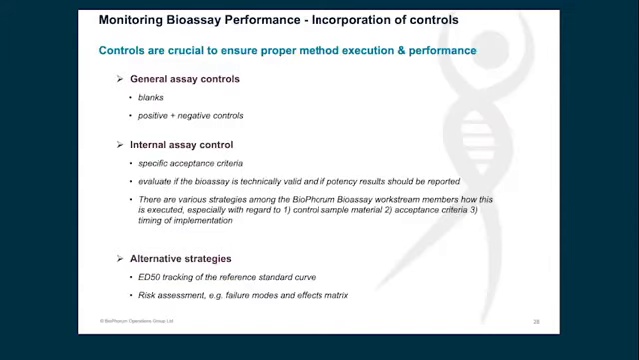So following on from Gail's review of sample and suitability considerations, the use of controls is crucial to ensure consistency in method execution and performance. These include the use of general controls to ensure that the method was executed correctly and performing as intended, but perhaps more relevant in a bioassay format is the use of an interassay control with specific acceptance criteria, which serves to evaluate if the bioassay is technically valid and if the potency results should be reported.